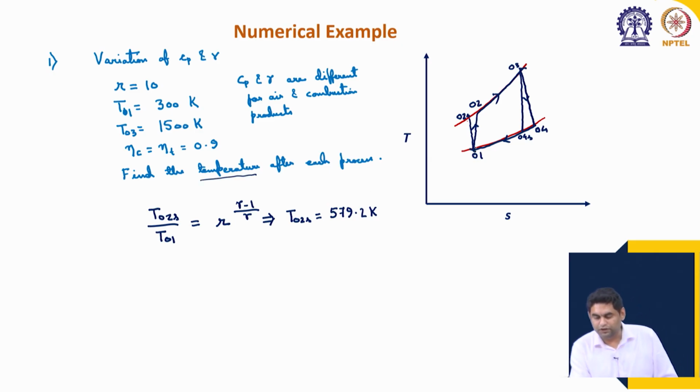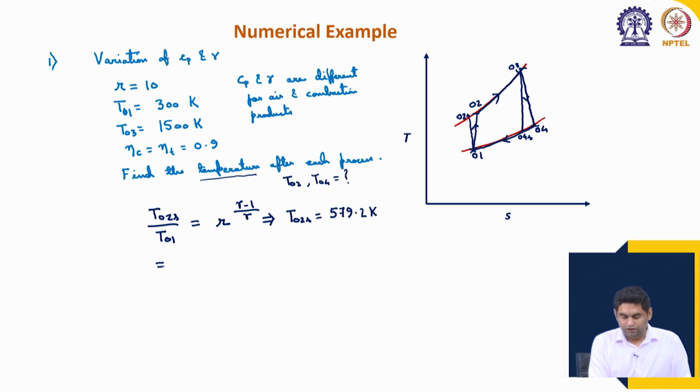By the way, we need to find the temperature at each state. So, 01 is already known, it is 300 Kelvin, 03 is already known, it is 1500 Kelvin. So, we have to find T02 and T04. Okay, we have to find T02 and T04. What are the pressures to specify these states? P01 and P04 are equal to the atmospheric or ambient pressure, and P02 and P03 is 10 times of that, because the pressure ratio is given. Okay.